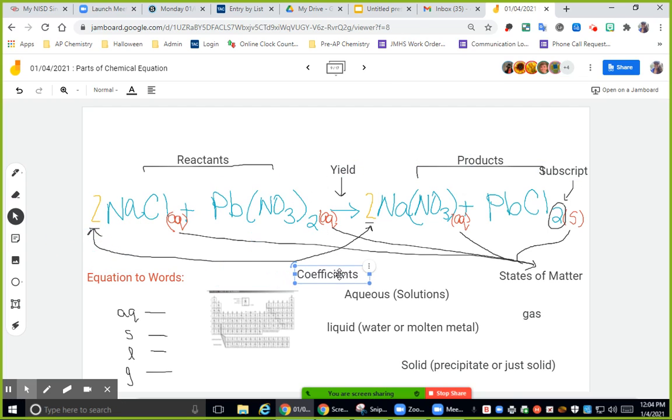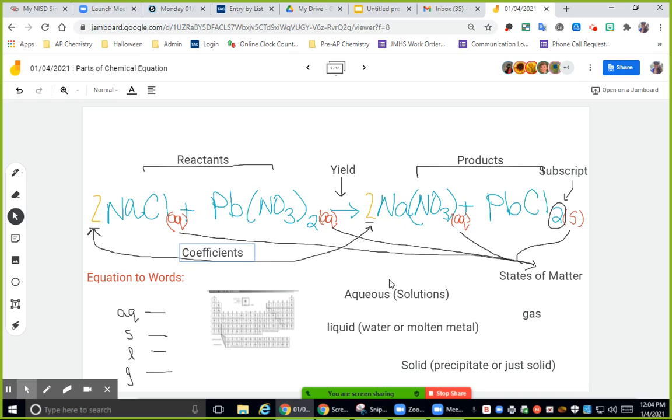Coefficients, however, are these two big 2s that are right here. Coefficients are what you guys are going to deal with on Wednesday, okay? I put together a little video thing for you guys on Wednesday. And so coefficients, you're going to be balancing these equations.